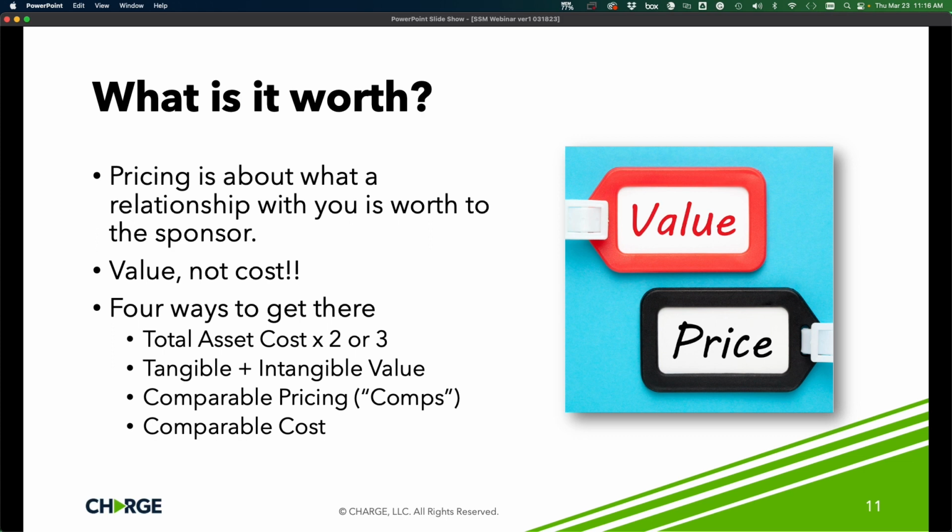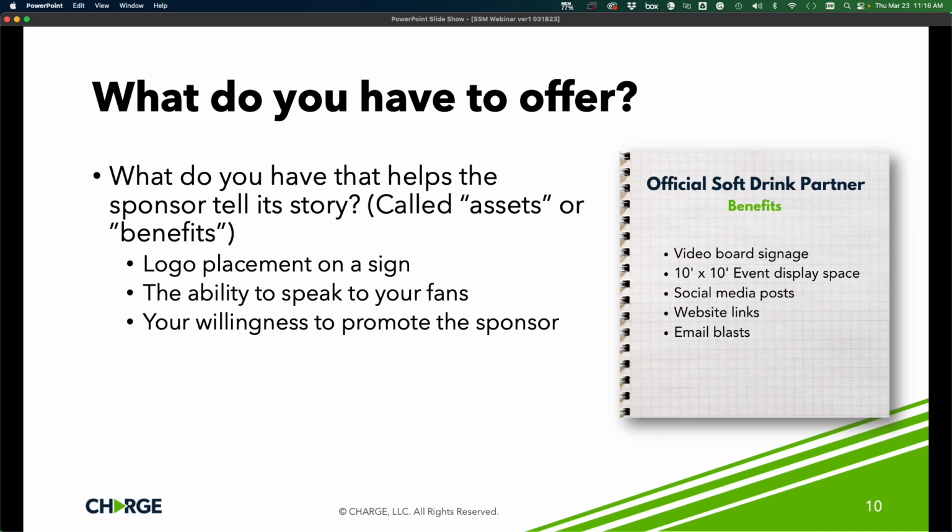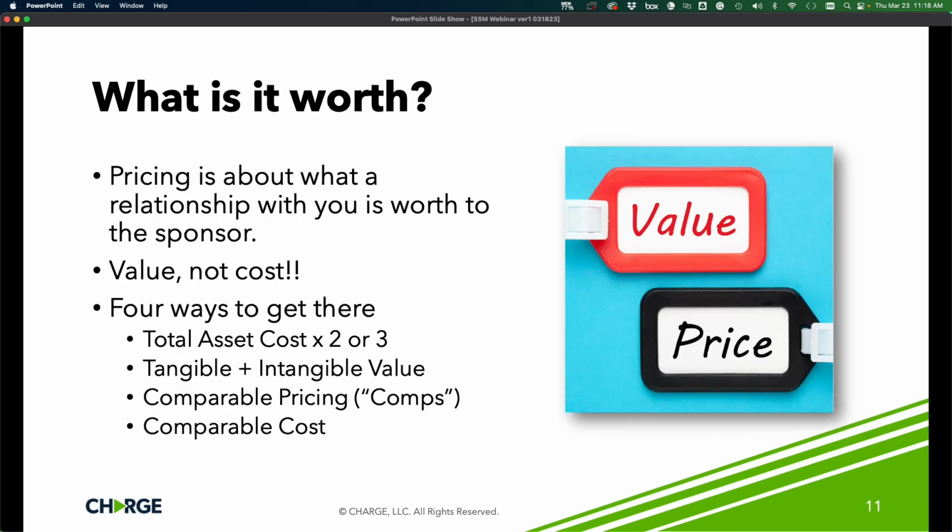The second and most difficult way to assess a price is adding the tangible value of your sponsorship with the intangible value. Now, the tangible value, again going back to this example, if someone had to buy the video board signage off the street, for example, what is the rack rate of that signage? That would be the tangible value of that element of your sponsorship offer.